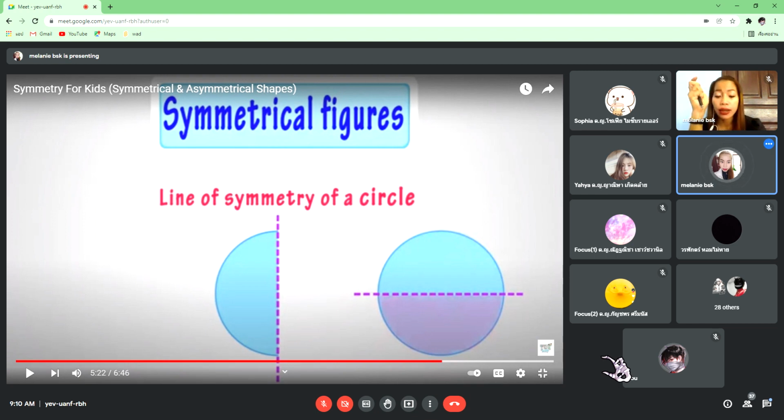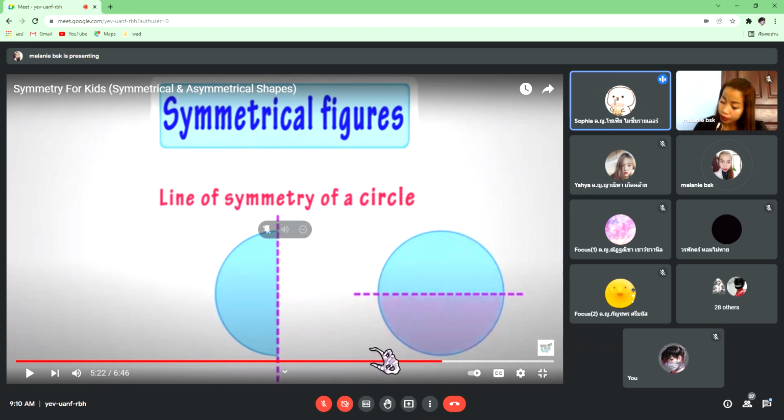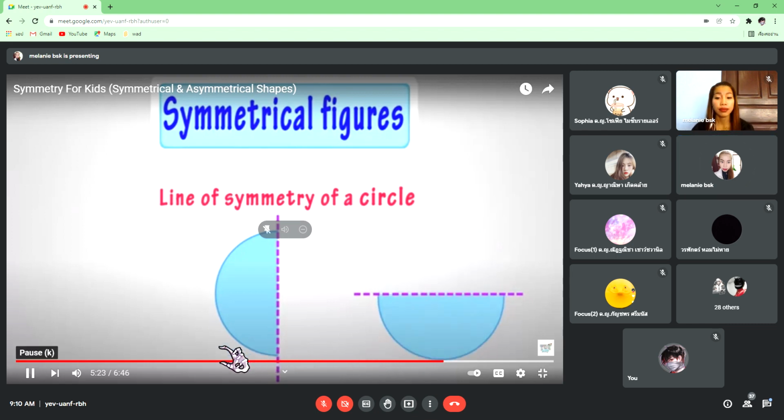You wanna try? Or anybody from the class? Okay, go on, Sophia. A vertical. Again, please. Vertical. Okay, a vertical line. Great. The other half completes completely. So it's a symmetrical figure.